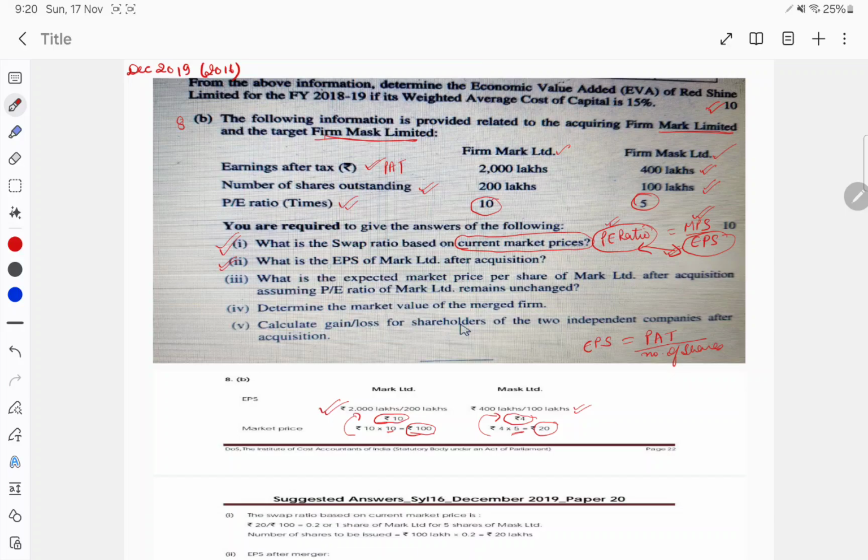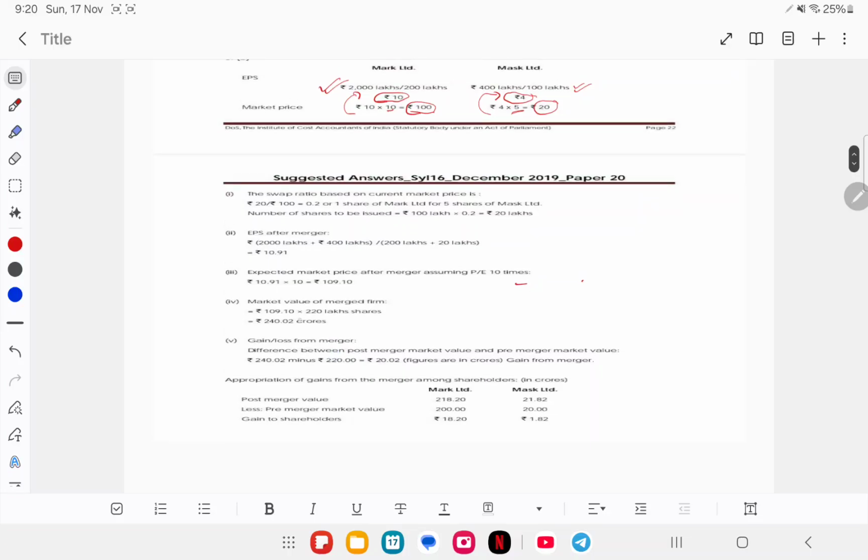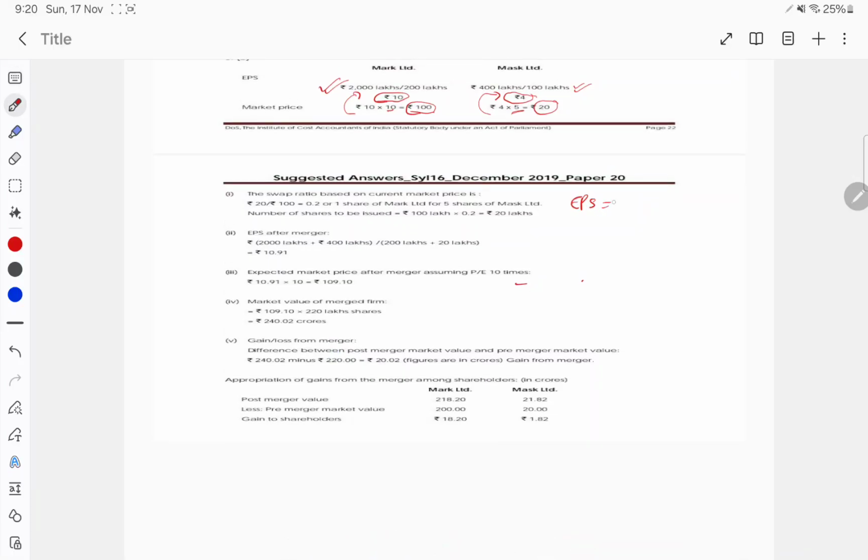The second part is that you have to calculate EPS after acquisition. It is calculated by dividing the total PAT of both Mark and Mask Limited by the number of shares outstanding after acquisition. But we have left one thing: how to calculate the swap ratio using market price. It is the market price per share of the target company, Mask Limited, divided by the market price per share of the acquiring company, Mark Limited, which comes to 0.2.